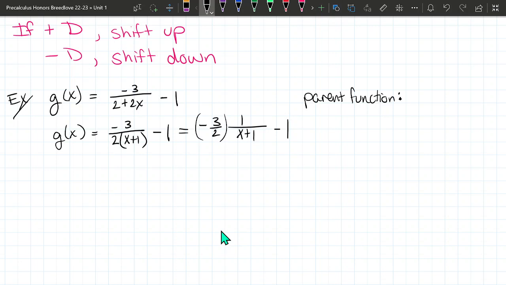All right, so the parent function, this is the reciprocal function, so 1 over x. So I state the parent and then list the transformations. So the negative tells me that there's a reflection across the x-axis. Yes, the x-axis.